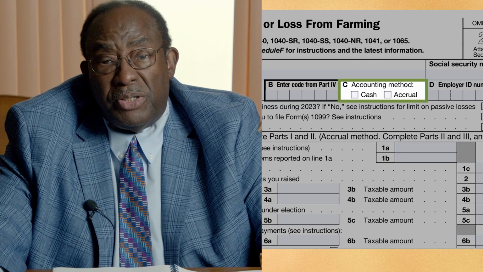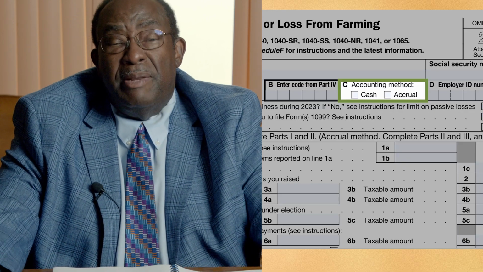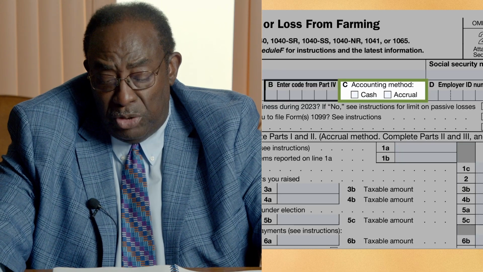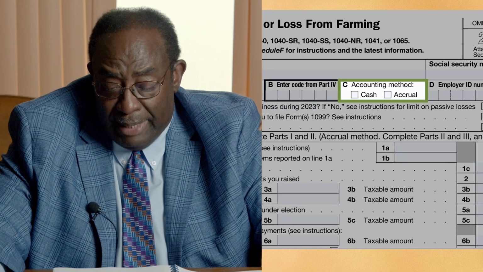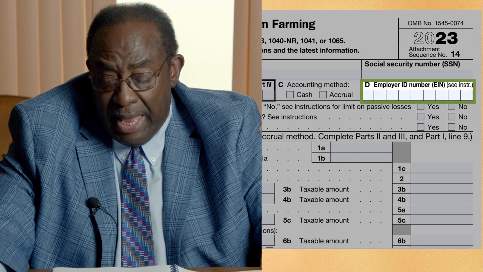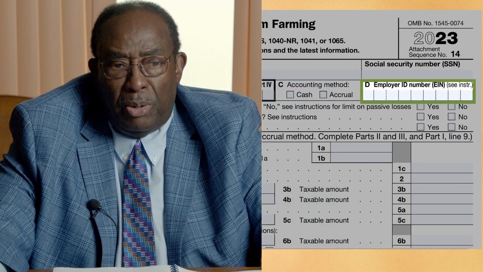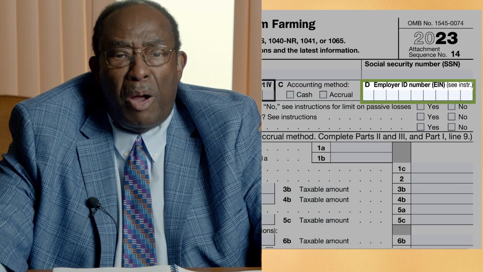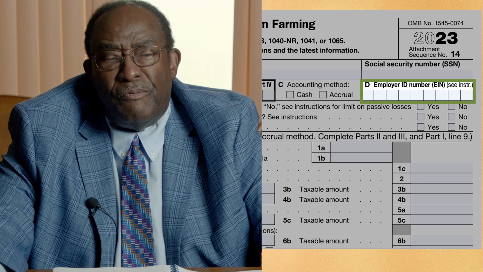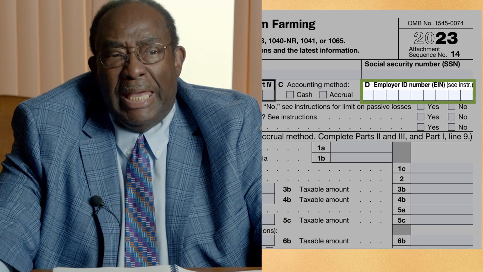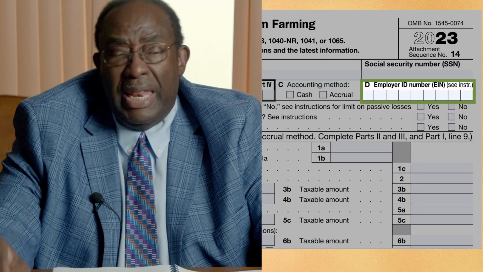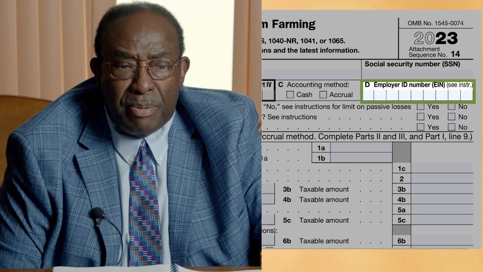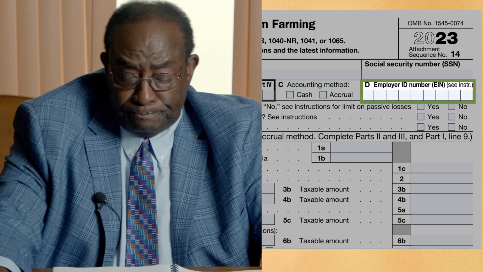If you are a corporation or larger business, it may be an accrued method. You may have to use an accrued method. And I'm not going to go into details about that. But box D has a place for your employer identification number. For small growers that are family-owned farms, most of the time, your Social Security number will suffice. If you are an LLC and have a tax ID number, you may put it there as well.